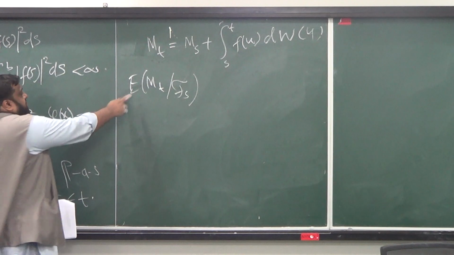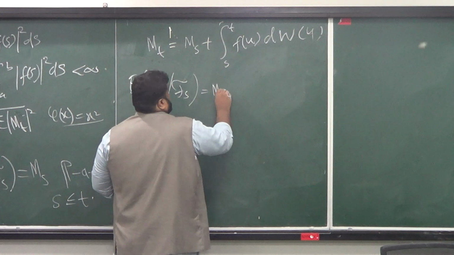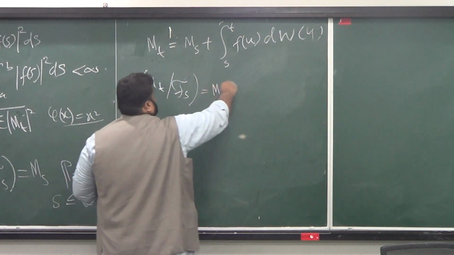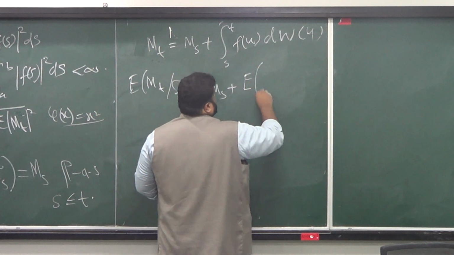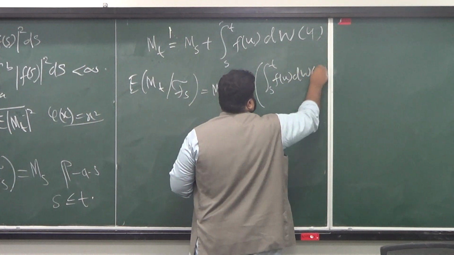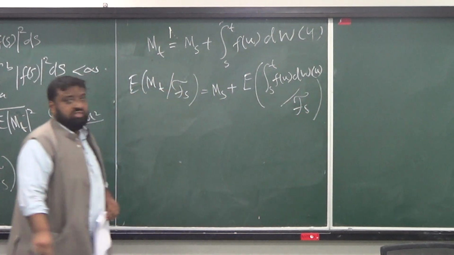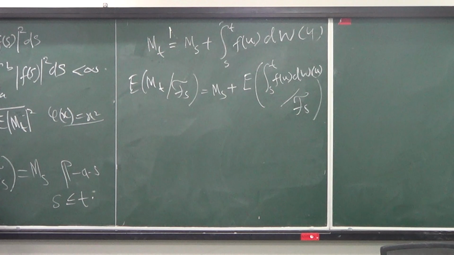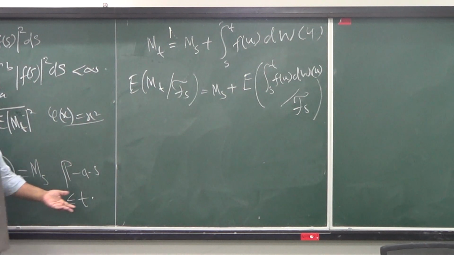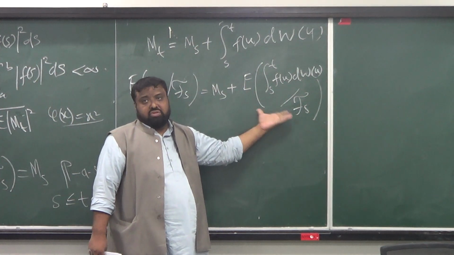So the expectation of M_t given F_s. This guy is measurable, M_s, plus the expectation of this integral from s to t, f of u dW of u, given F_s. So you have this because M_s is F_s measurable. So I'll be done with the proof if I can just show that this is 0 P-almost surely. If I can show this is 0 P-almost surely, I'm done.